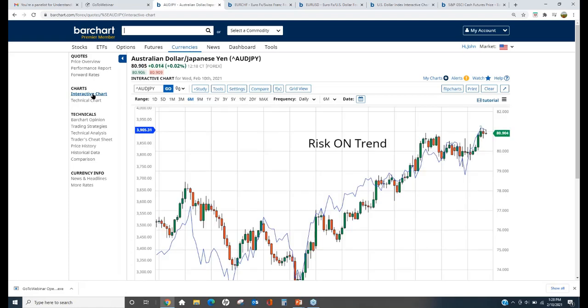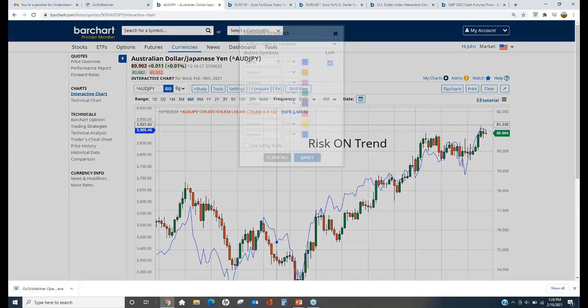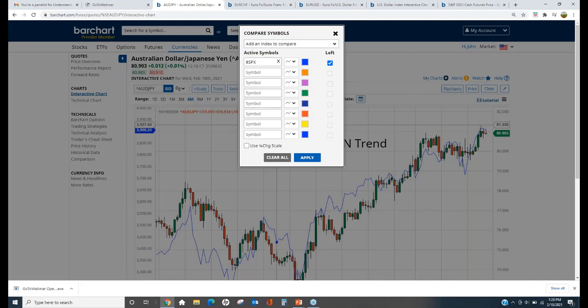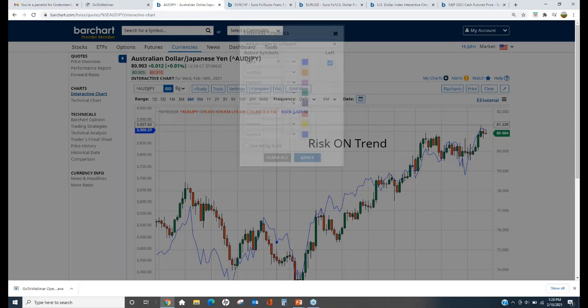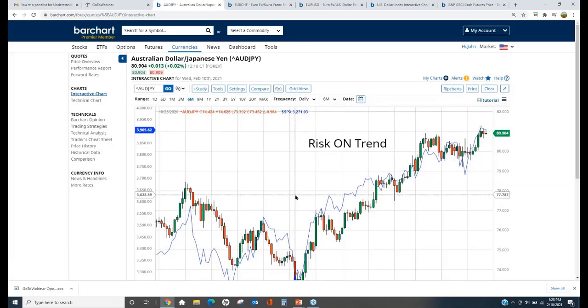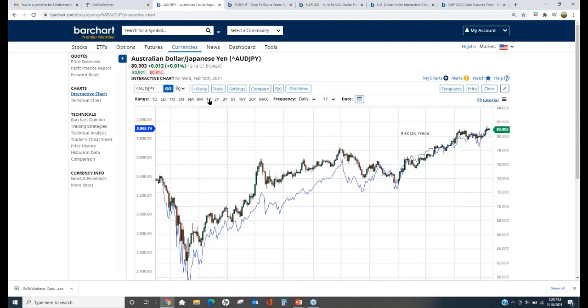But what I've shown you here is the Australian dollar, a risk on currency. This blue line here is the S&P 500. What we're seeing is that as the market takes on risk and goes into the equity markets, certain currencies will shadow those equity markets. What's cool about this is, here's a long-term picture over the last year, and it literally shadows the S&P market.